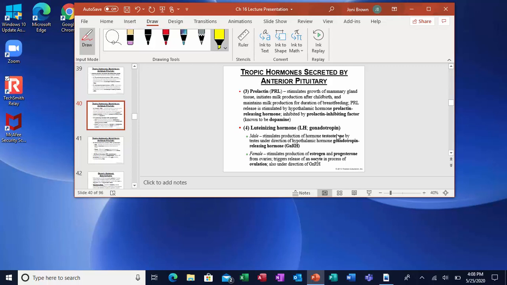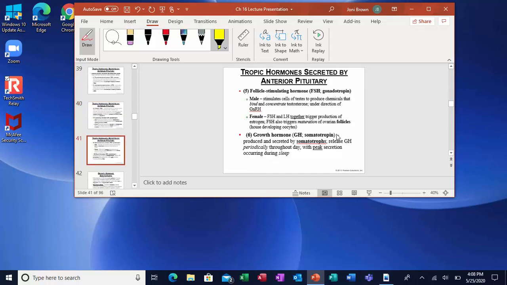If the anterior pituitary receives that gonadotropin releasing hormone from the hypothalamus, then in addition to luteinizing hormone, it also releases follicle stimulating hormone. And that affects the testes of the male to make chemicals that can bind and concentrate that testosterone. And in the female, that follicle stimulating hormone works with the luteinizing hormone to cause the ovarian follicles where the ovaries sit to mature. And it makes estrogen.